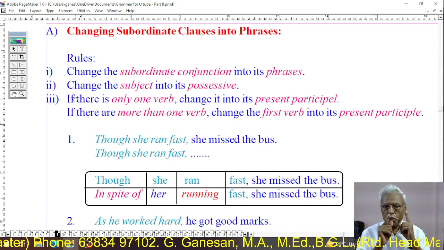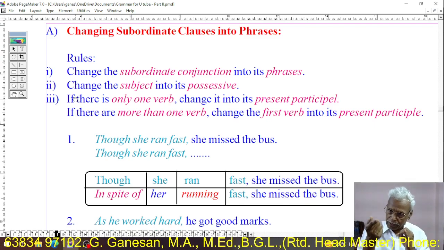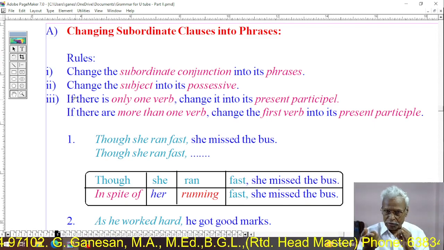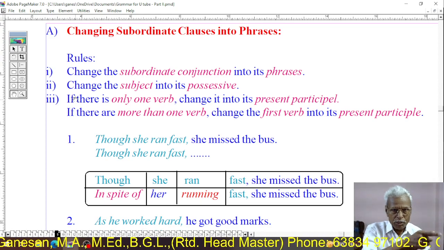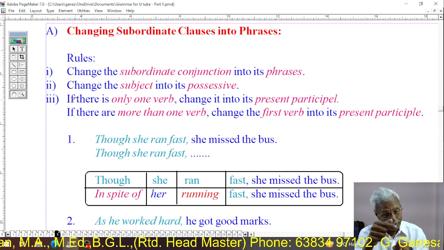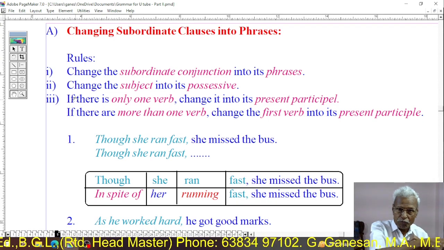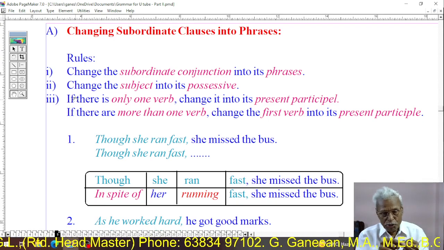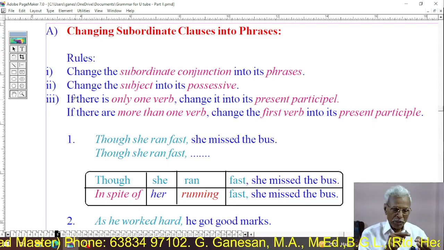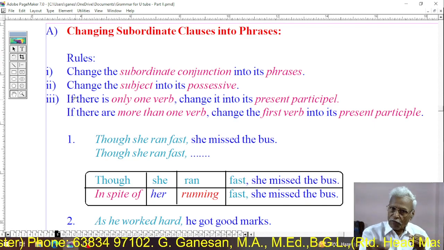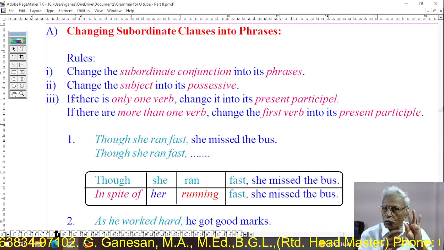That's all. The three main rules are: first, the subordinate conjunction should be converted into a phrase. The conjunction should be removed, and its phrase should be placed first. Then, the subject should be changed into its possessive. Thirdly, the verb should be changed into a participle.